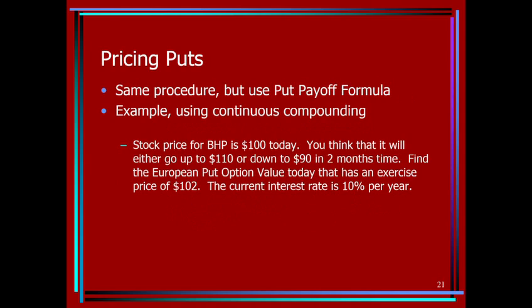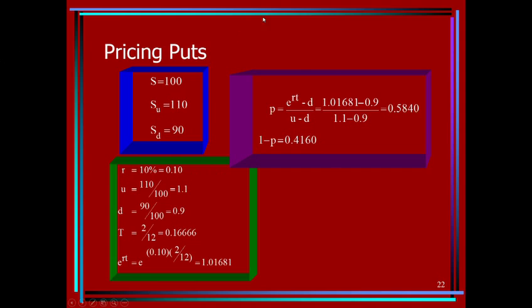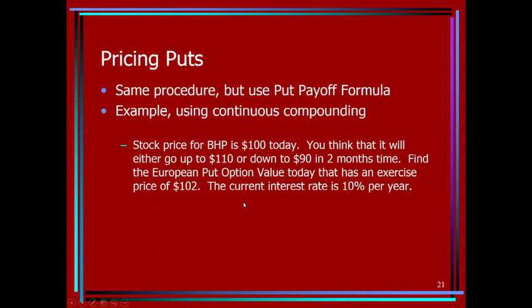Okay, for pricing put, it's the same thing. All you need to do is you need to be conscious of the payoff, right? Instead of S minus X, it becomes X minus S now. So here I have all the parameters. Notice that I'm using the exponential term this time. So stock price is 100. If it goes up to 110 or 90, R is indicated here, right? It goes up to 110 or down to 90, 2 months time.